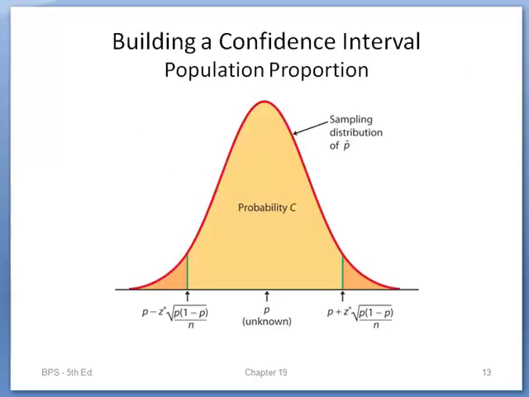Now, in part 2 of Chapter 19, we're going to start talking about how to build a confidence interval about the population proportion. Because remember, that's what confidence intervals are. They're just intervals about a population parameter. But this one we're going to work with proportion. So we'll see you in part 2.